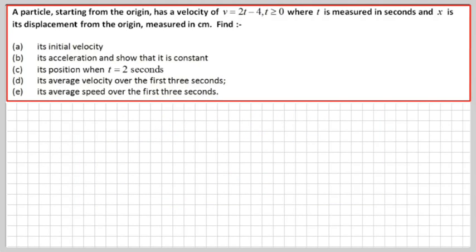Right, we've got a particle starting from the origin, has a velocity of v equals 2t minus 4. And t, of course, being time, in this instance, is greater than or equal to 0, where t is measured in seconds, and x is the displacement from the origin measured in centimetres. Find A, the initial velocity, B, the acceleration, and show that it is a constant, C, the position at t equals 2 seconds, D, the average velocity over the first 3 seconds.